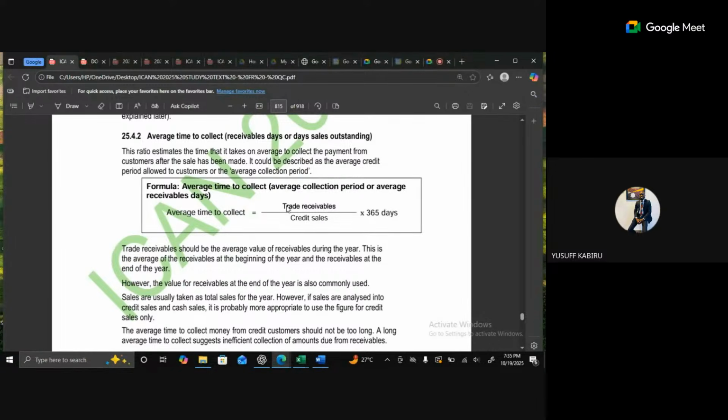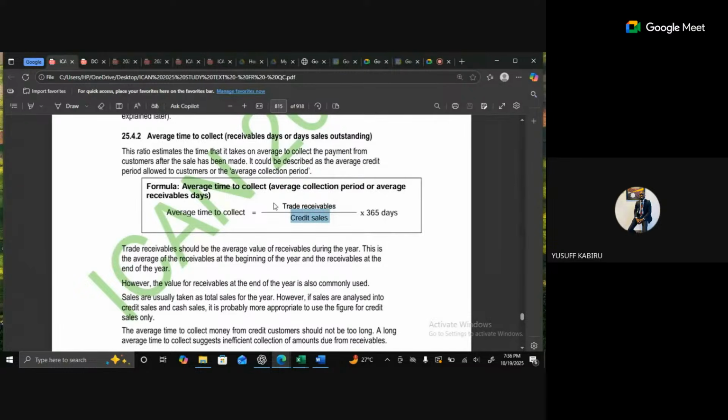You don't have to cram the interpretation. You don't have to cram anything. All you need to do is understand those elements that make up the ratio you're calculating, right? And that would help you to structure your answer more correctly. Take for example this average collection period. The formula says trade receivables over credit sales.